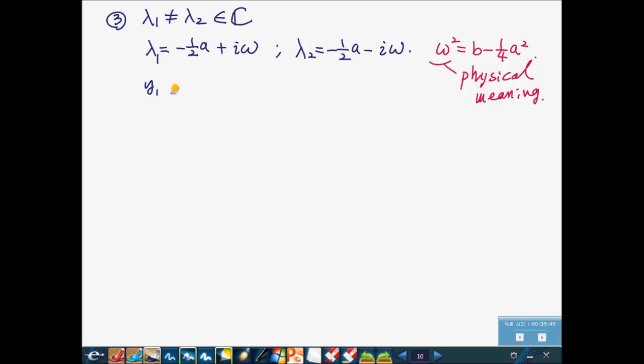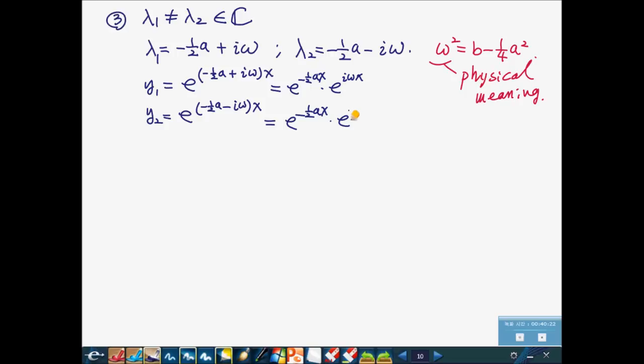So our y1 is definitely e to the minus 1/2 a plus i omega times x, right? That is e to the minus 1/2 ax times e to the i omega x. And y2 is e to the minus 1/2 a minus i omega x, which is e to the minus 1/2 ax times e to the minus i omega x. So that's our y1 and y2, and those are the basis. Okay?